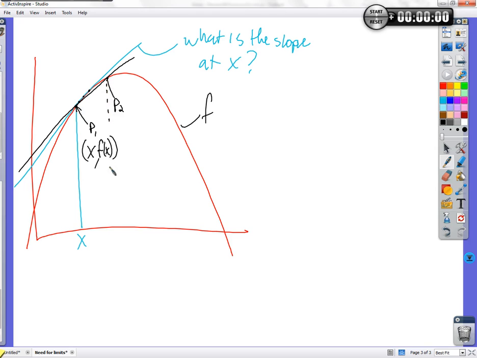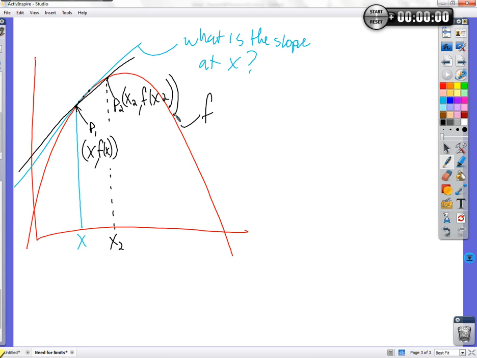Now let's take this other point. What should we call it? X two, X prime? X two would be fine. Okay, so this is X two. We're going to take the function and plug X two into it and find the y value. So that's two points in there.